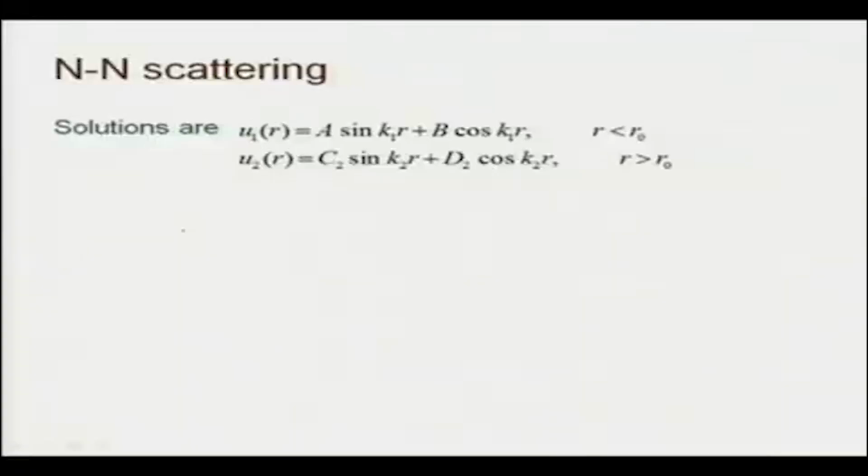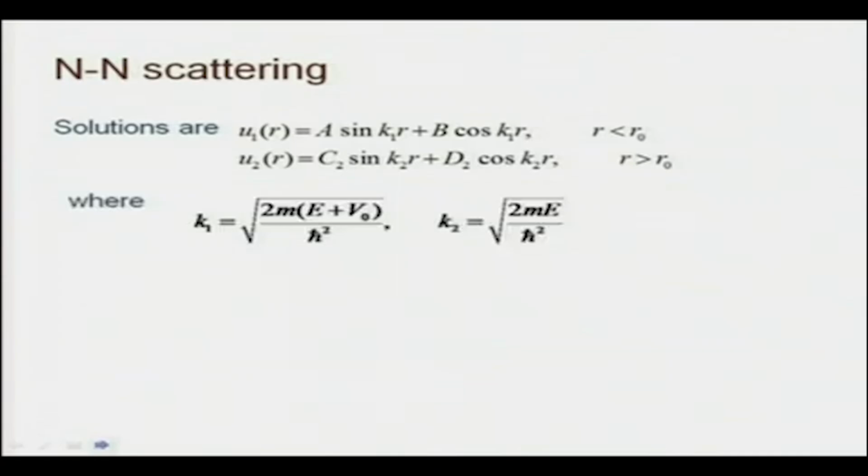This gives us the solution of the equation as u 1 equal to some constant a times sine of k 1 r plus another constant b cos k 1 r for the region r smaller than r 0, and a very similar thing for r larger than r 0, but now we have another wave vector k 2, and the coefficients C 2 and B 2 can be different, in general, from A and B respectively. Okay. So, k 1 and k 2 are given in terms of E and V 0.